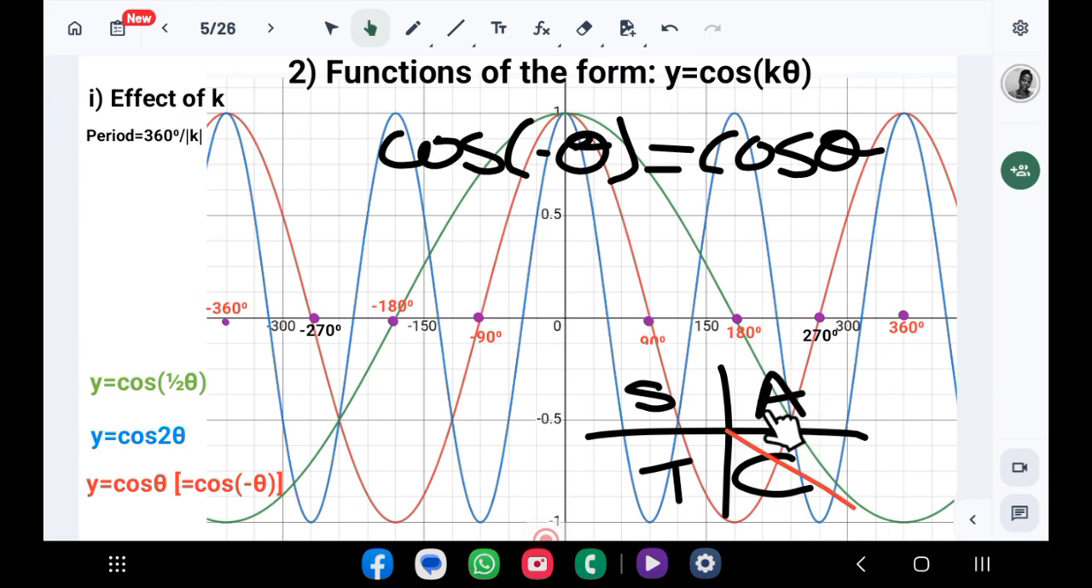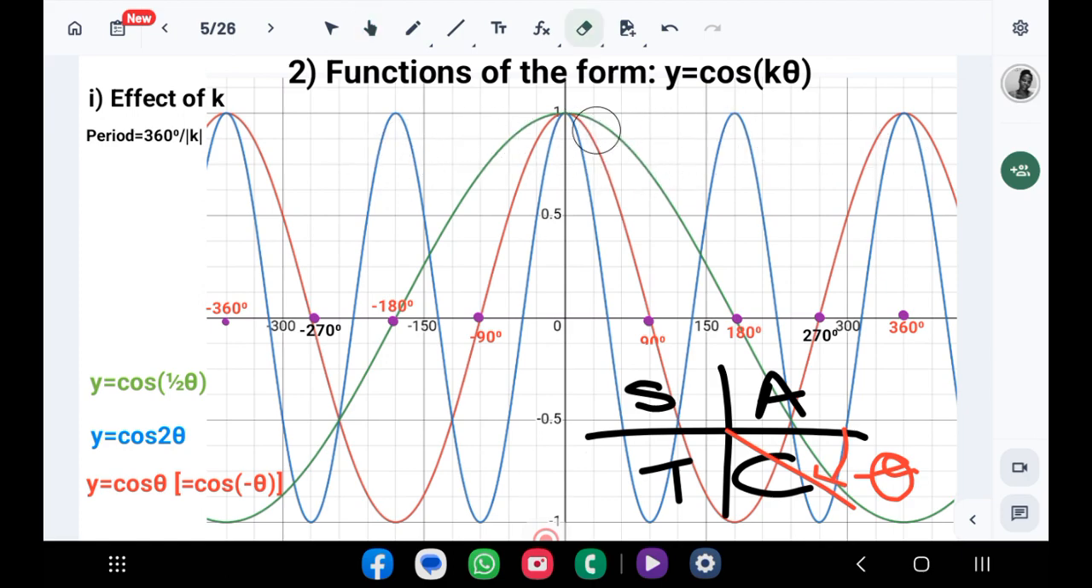All of them are positive in the first one. In the second one, only sine and its reciprocal are positive. In the third one, only tangent and its reciprocal. And in the fourth quadrant, it's cos and its reciprocal that are positive. So it does not matter whether your angle is positive or negative, as long as it lands on the fourth quadrant. So your cos of minus theta is the same as the cos of positive theta. And that's how that happens.